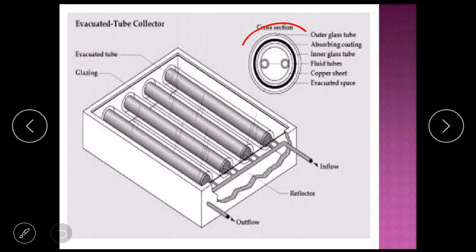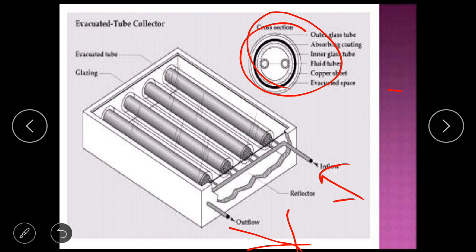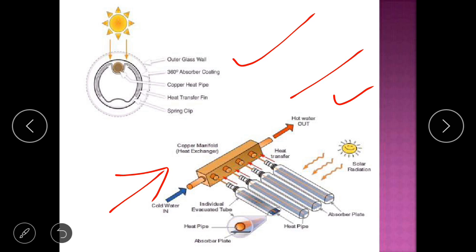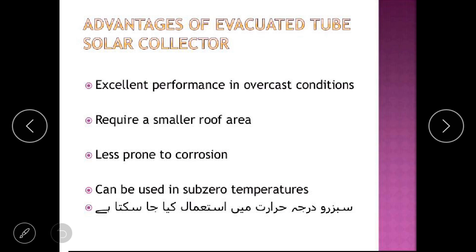That is a cross section. Here we can see the cross section. First is the outer glass tube, second is the absorbing coating, then the inner glass tube, fluid tube, copper, and that is your inflow and that is your outflow. Now that is your cross section, and that is your tube. Here cold water in and here hot water out, and that is your sun radiation, and that is your absorber plate, individual evacuated tube, heat pipe, absorber plate, solar radiation.